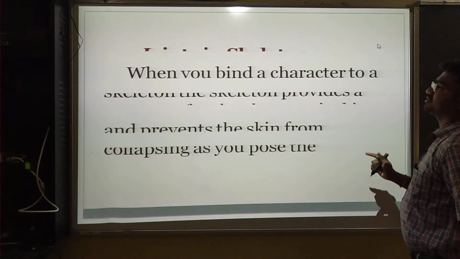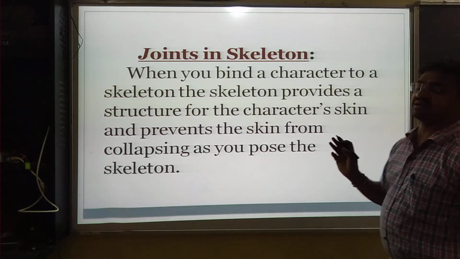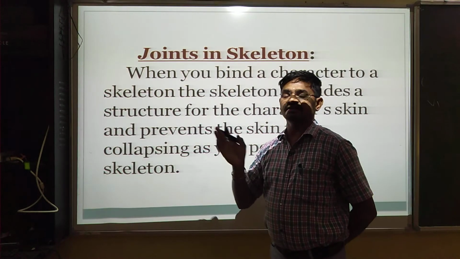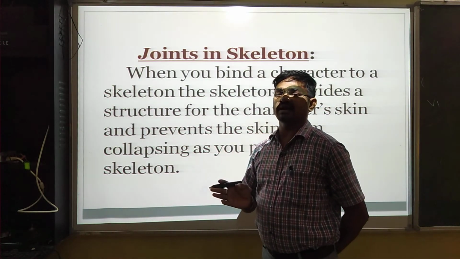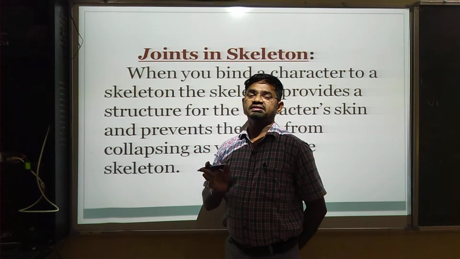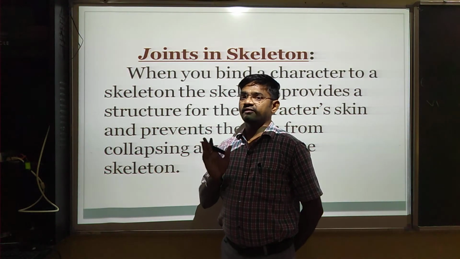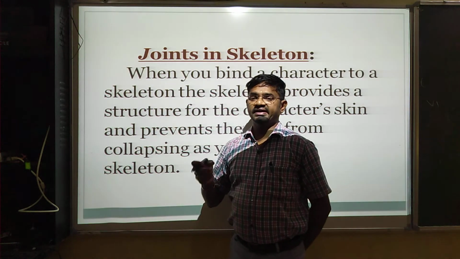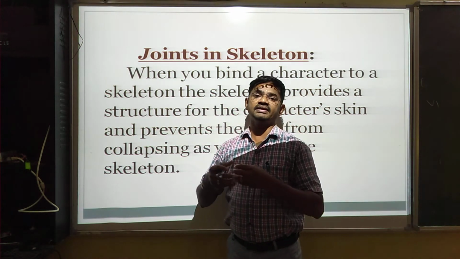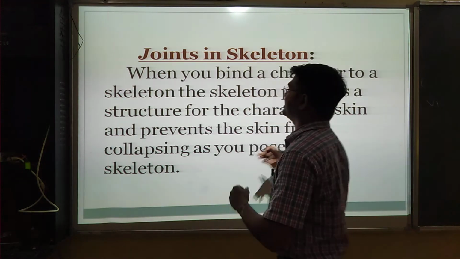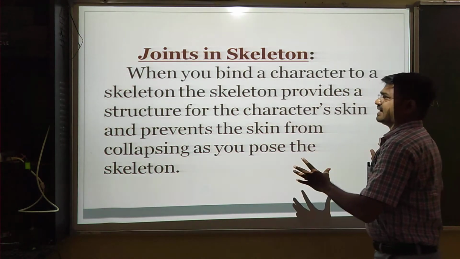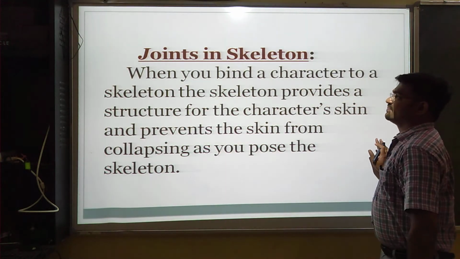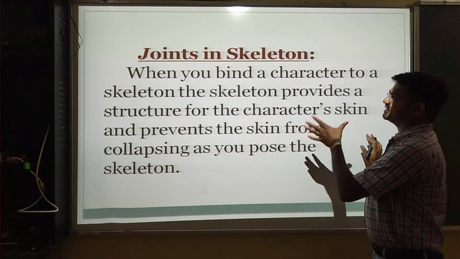In the rigging topic, we discussed two types of kinematics: forward kinematics and inverse kinematics. Forward kinematics is called FK and inverse kinematics is called IK. Forward kinematics is only rotation of the joints, but inverse kinematics links the arms and joints. This is the difference between forward kinematics and inverse kinematics. Then, joints in the skeleton.